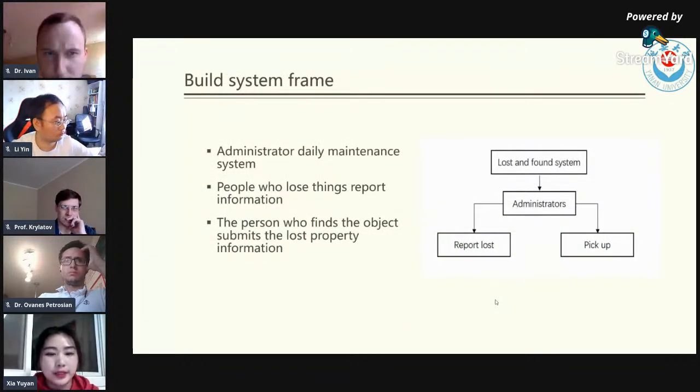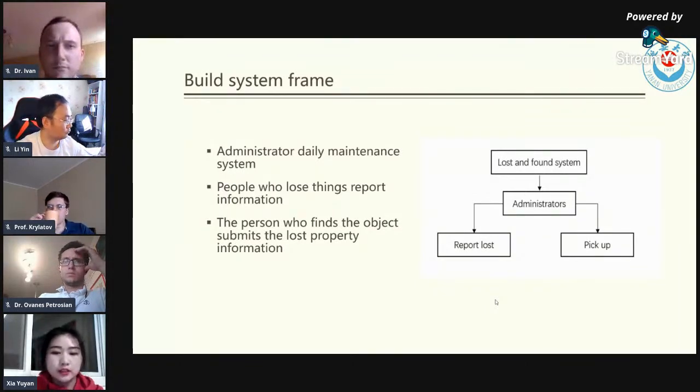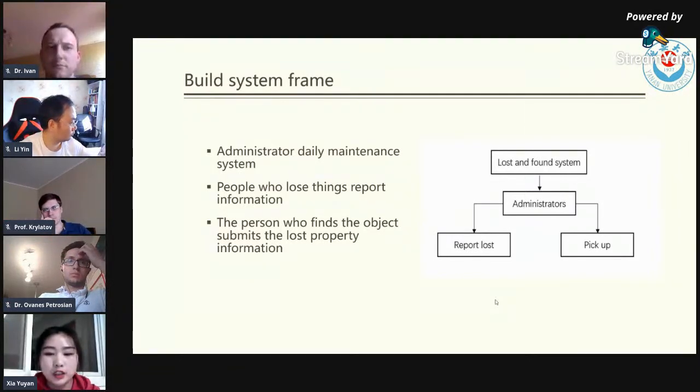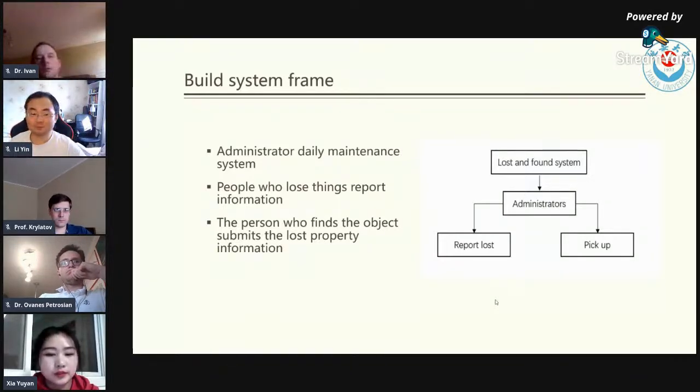And the next page describes the figure. The figure shows the framework construction of the system. As shown in the figure, the lost and found system is managed by the administrator, mainly responsible for the information submission of the lost and the picked up, and of the two major customers.